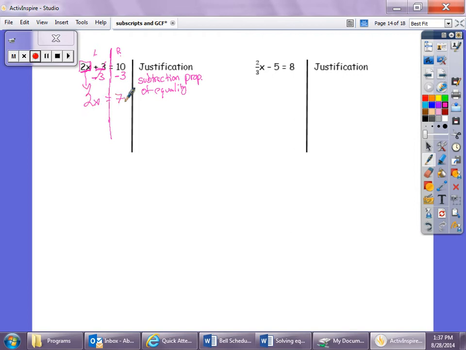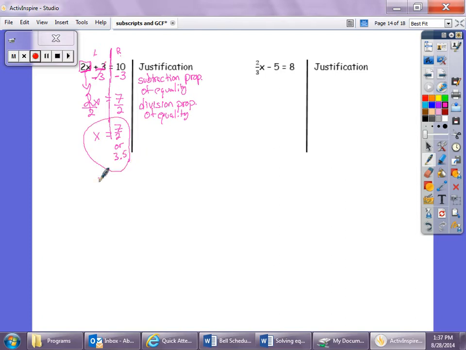So now what I can do next is, once again, my 2 and the x are connected. I want to break them apart, so I have to divide by 2, and I divide by 2 since I did it on both sides. What allows me to do that is the division property of equality, which allows me to divide both sides by the same number, which is 2. So x equals 7 divided by 2, or we can say it's 3.5. They both mean the same thing.